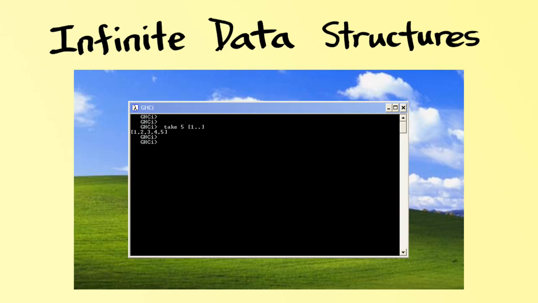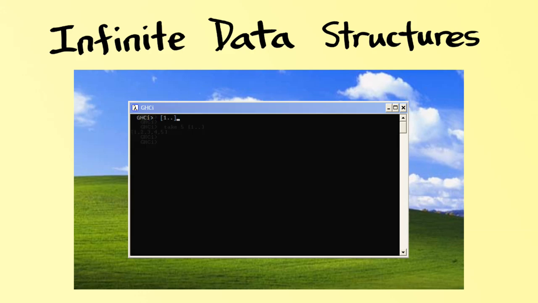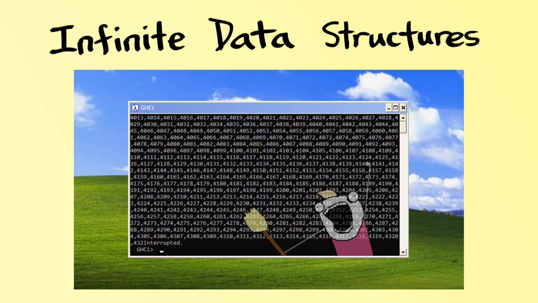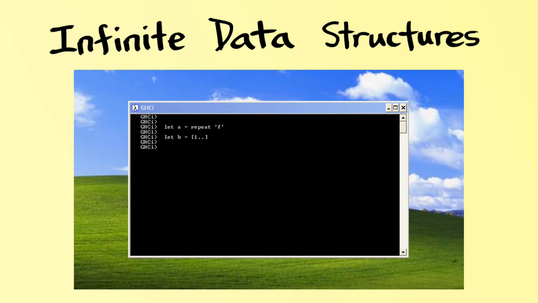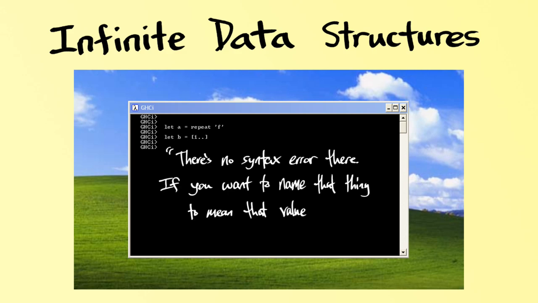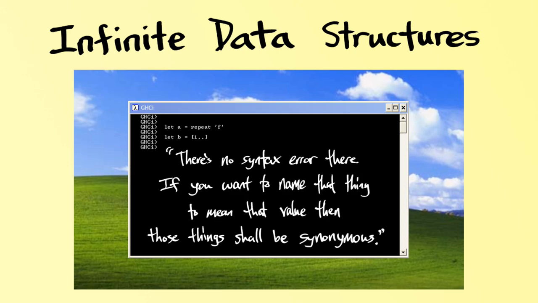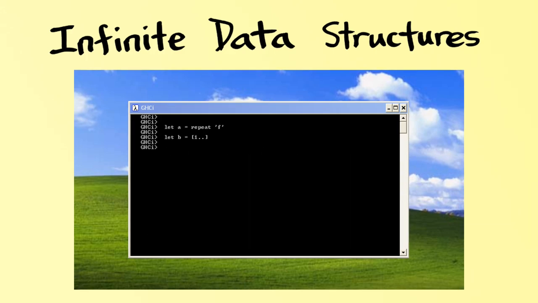Take 5 of this gives you a list of the numbers 1 through 5. So what is this 1 dot dot in square brackets? It's all the counting numbers. You can name a constant which is equal to one of these infinite data structures, and that isn't a problem for the program, because when you load the program, the interpreter just looks at the syntax and says, well, there's no syntax error there. If you want to name that thing to mean that value, then those things shall be synonymous, in the sense that I could just copy-paste in that definition for wherever that name appears elsewhere in the program. And the fact that the value goes on forever doesn't conflict with any of that interpreting of the program.